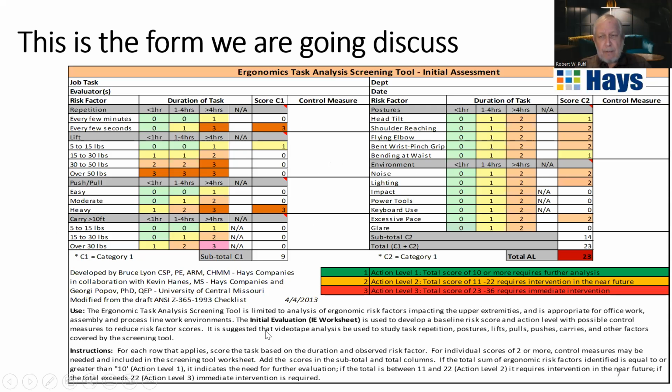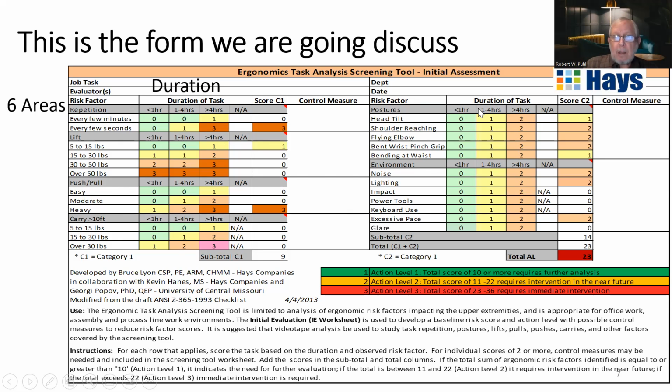So this is a form we're going to discuss right off the bat here. That's the best I can get it onto the screen here. This is the ergonomic task and screening tool, the initial assessment. Now, I'm not going to go over the details now, but we're going to go to each one in the next part. But here's what it has. It has 6 areas: repetition, lift, push, pull, carry over 10 feet, postures, environment. It's 1, 2, 3, 4, 5, 6. That's 6. Okay, so far math is good. Duration of task here. It's 3 categories: less than an hour, 1 to 4, over 4. Same over here. Okay, and these numbers here are in there already. These numbers are part of the form, okay? And here's where you're going to put your numbers.